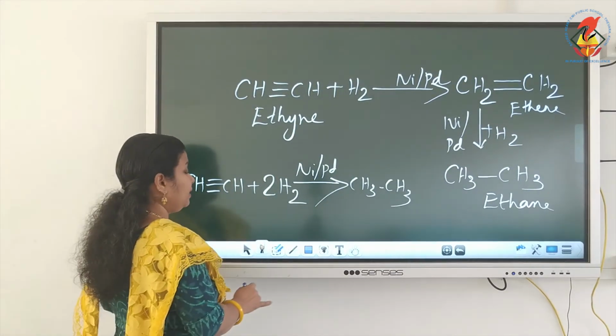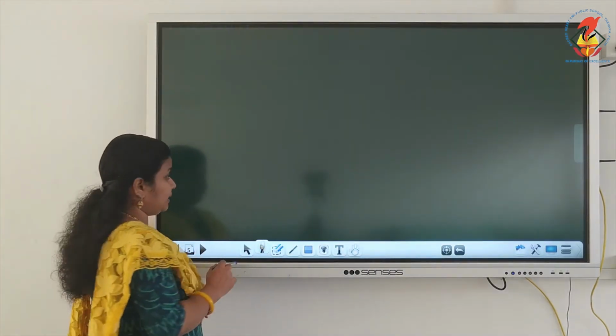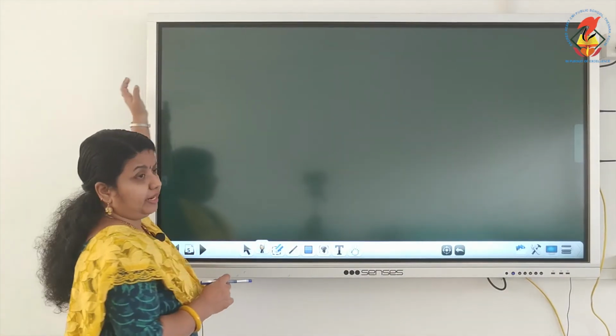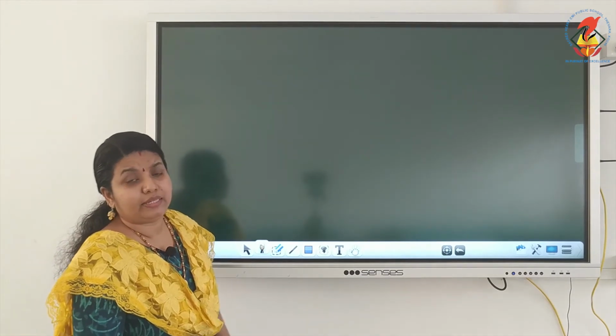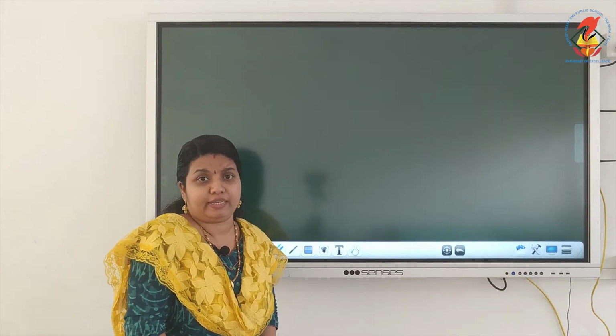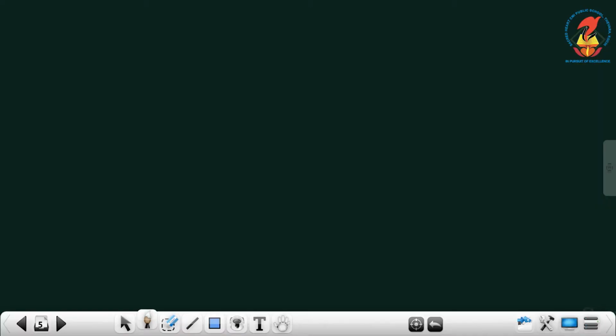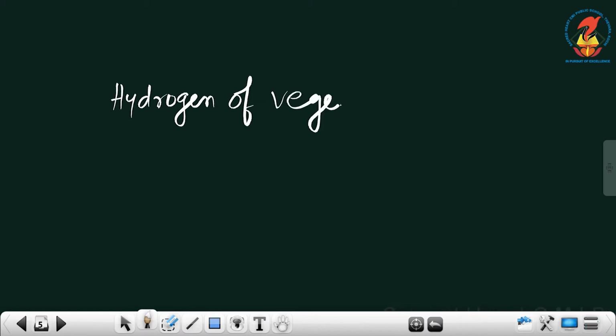Okay. Now, this reaction has an industrial application. This reaction, addition reaction, has an industrial application. Addition of hydrogen in presence of nickel catalyst is used in the hydrogenation of vegetable oils.